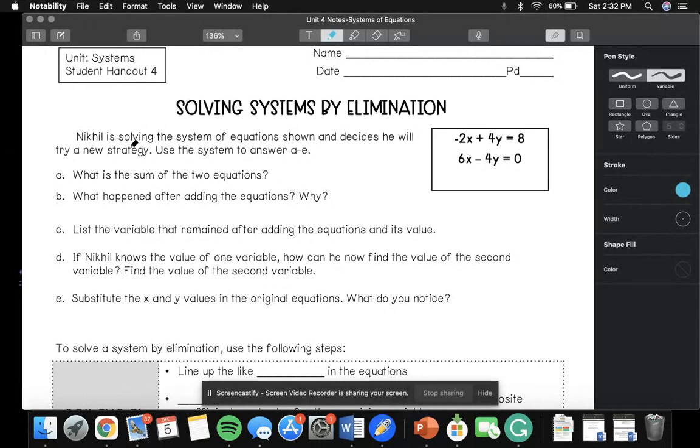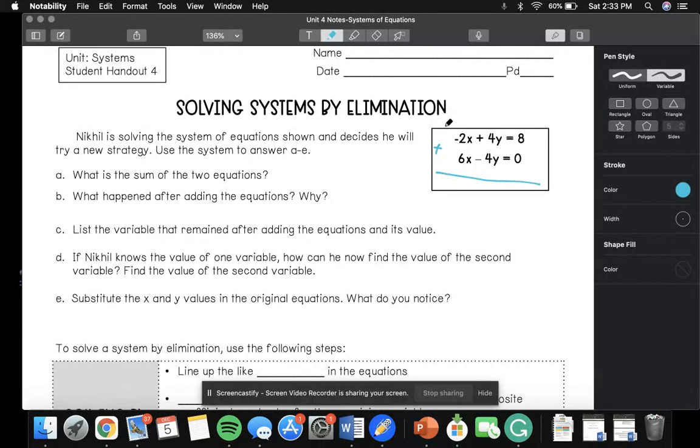So Nikhil is solving a system of equations shown and decides he will try a new strategy. So we have negative 2x plus 4y equaling 8 and 6x minus 4y equaling 0. We're just going to try to answer these questions and see if we can come up with a different method. It says, what is the sum of the two equations? Sum means to add, so I'm just going to add these together.